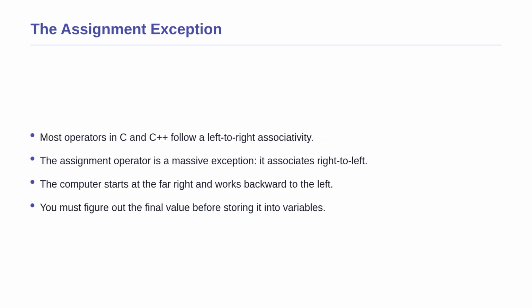While most of these levels follow a simple left-to-right reading order, there is a massive exception that catches many students off guard. The assignment operator, which is the equal sign used to store a value inside a variable, associates from right to left. If you write a chain of assignments, the computer starts at the far right side of the line and works its way backward to the left. This makes logical sense because you must figure out the final value on the right before you can possibly store it into the variables on the left.